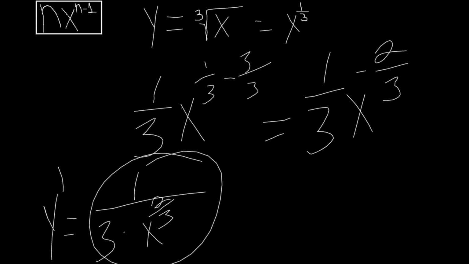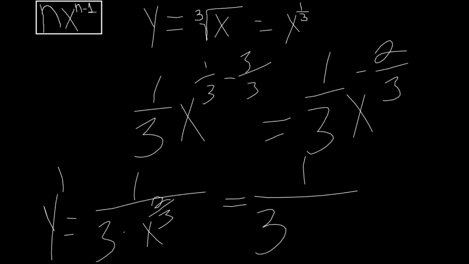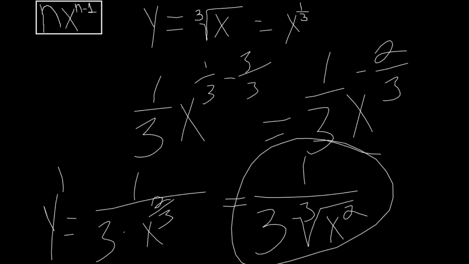But you can also rewrite this into root form, right? So you have 1 over 3 times the cube root of x squared. Both of these are acceptable answers.